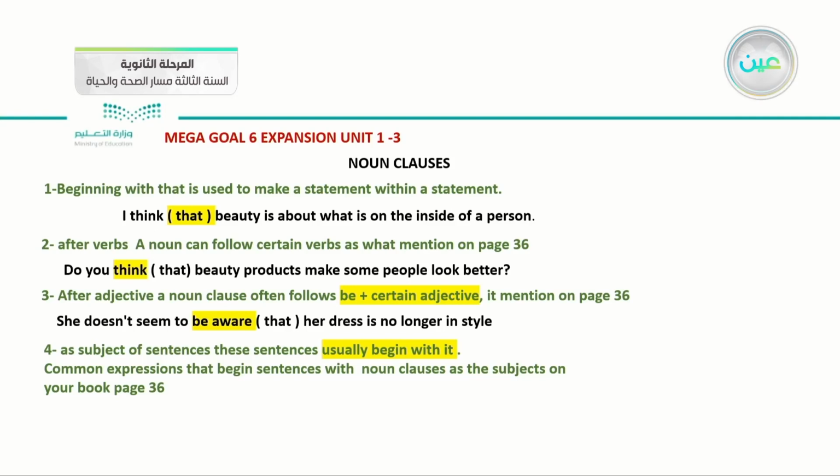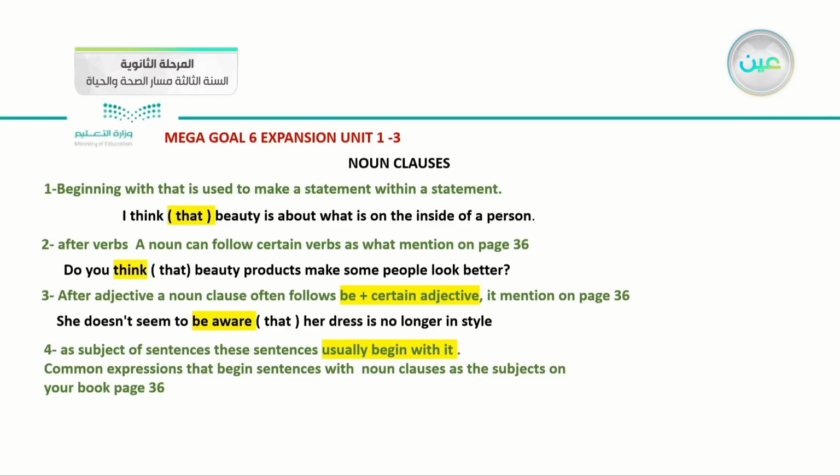Number 2, after verbs, a noun clause can follow certain verbs. So they told us that a noun clause can follow certain verbs, as mentioned in your book, page 36. Let us take one example about it. Do you think that beauty products make some people look better? How can I join these two statements, or why am I using that? Because I want to bring a noun clause after certain verbs. We have applied the rule that a noun clause can follow certain verbs in this sentence.